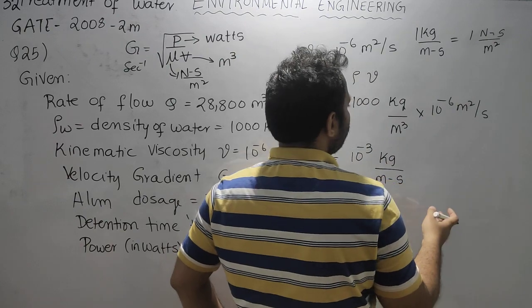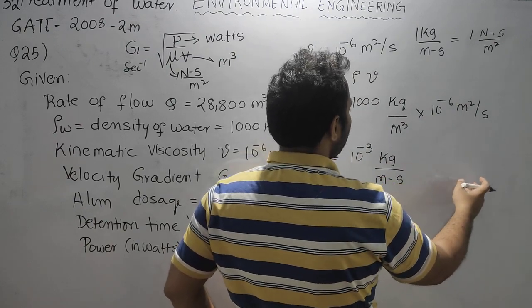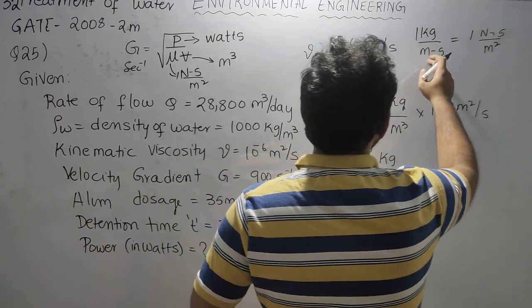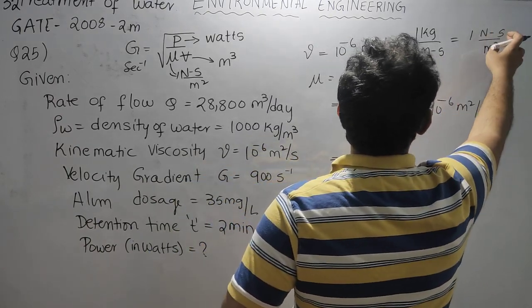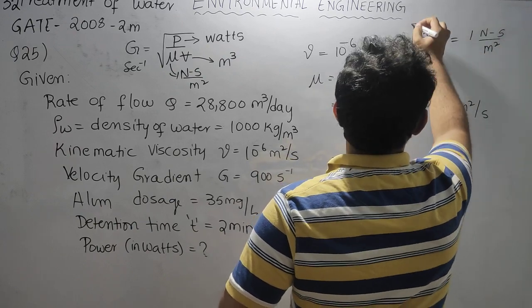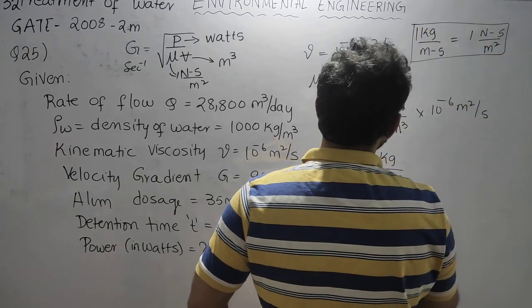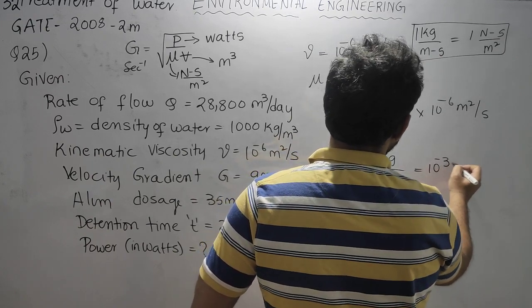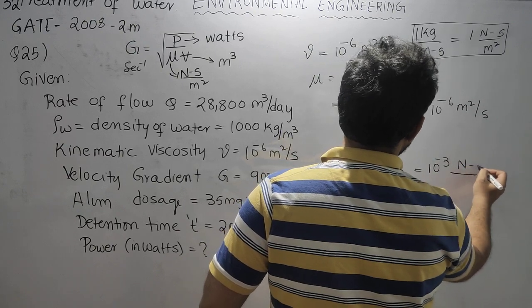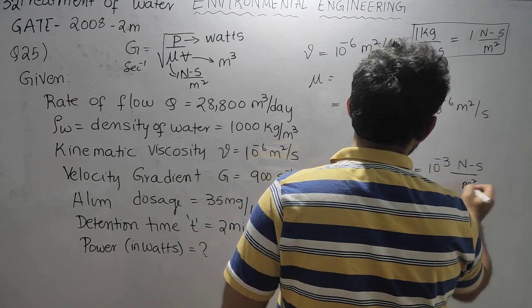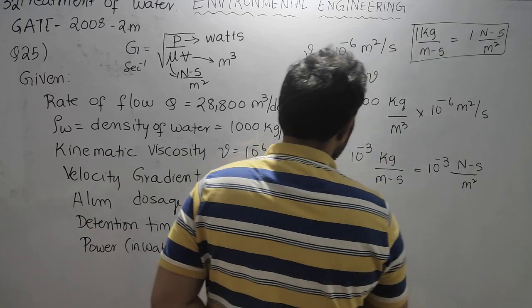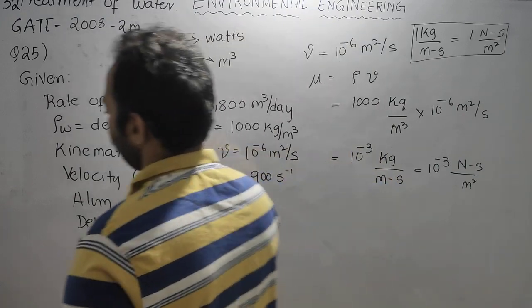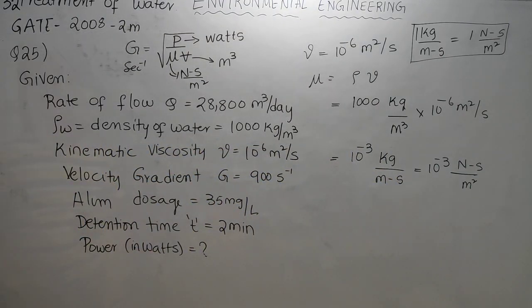As I told you, if you are multiplying and dividing, then it will become 1 only. So here 1 kg per meter second is equal to 1 Newton second per meter square. Both units are same. So I can convert this into 10 to the power of minus 3 Newton second per meter square. This is the value of mu in Newton second per meter square.